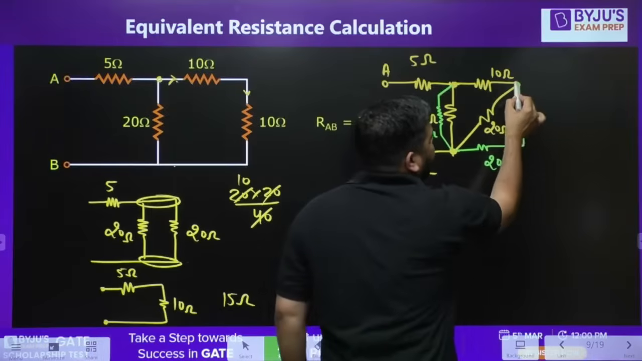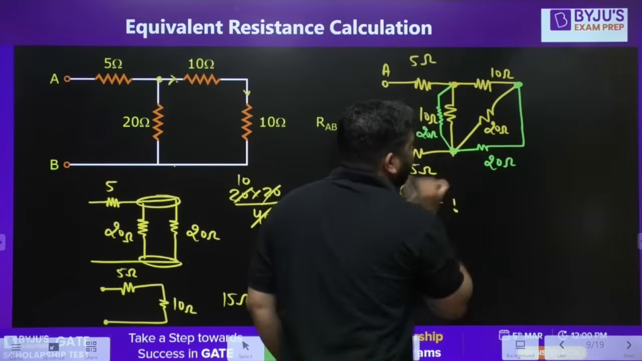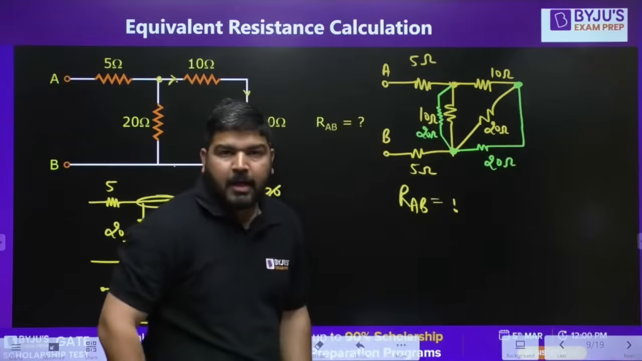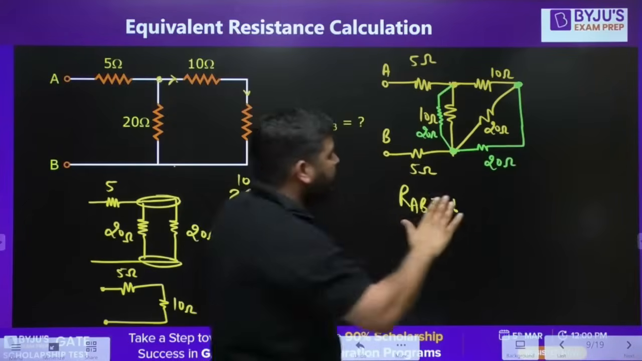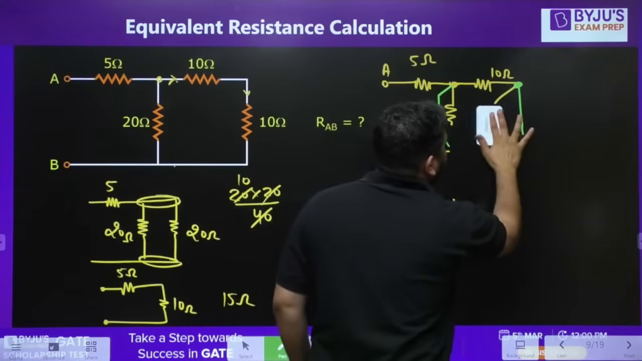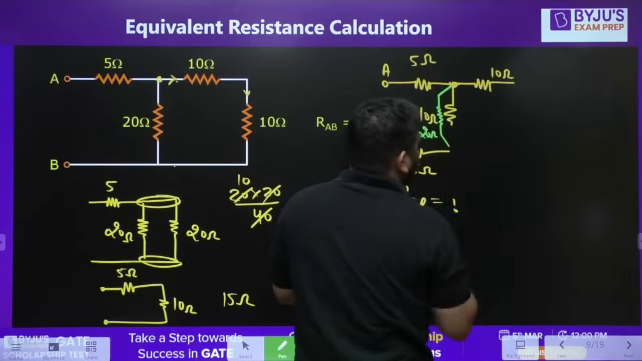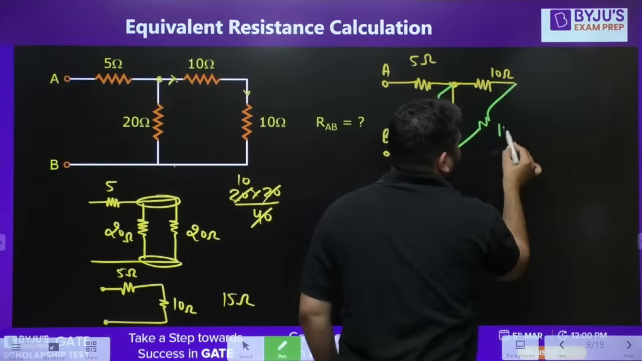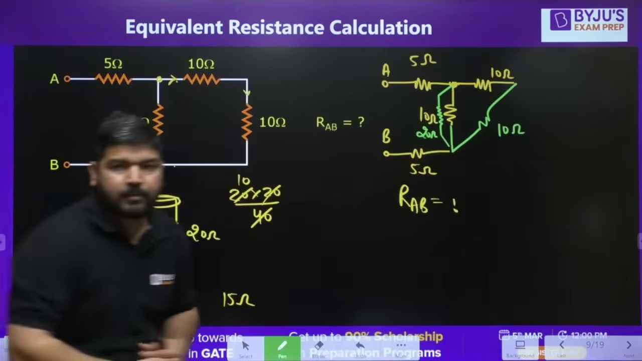They have the same starting point and they have the same end point. So this 20 and this 20 are in parallel. If they are in parallel, they are equivalent. They can be replaced with equivalent resistance, and the equivalent resistance will be 10 ohm. I hope it is clear. They can be replaced with 10 ohm.